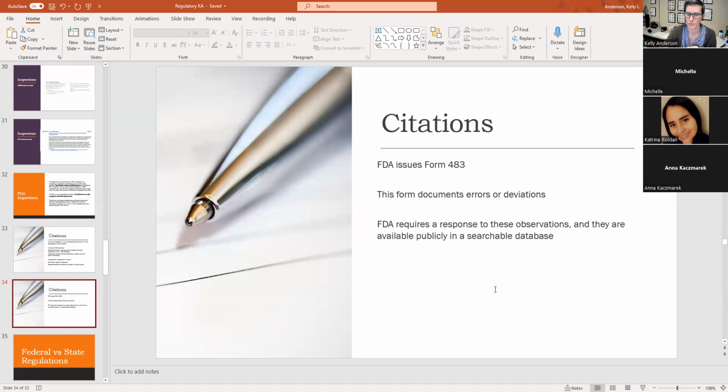their report form, if you have any problems, is called a 483. So this form documents any errors or deviations that they detect during their inspection. These are available publicly in a searchable database. So like if you have a hospital stay and you want to look up if that hospital has any citations, you can actually search the FDA website to see what that hospital has been dinged for. So it's kind of nice. And you do have to respond to those observations.